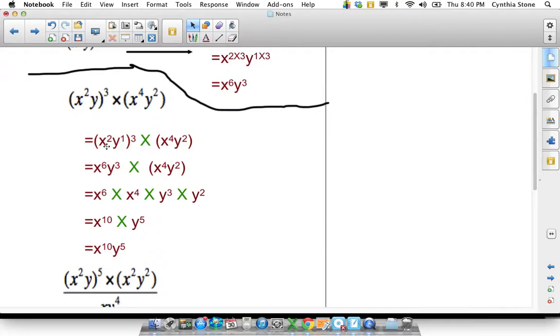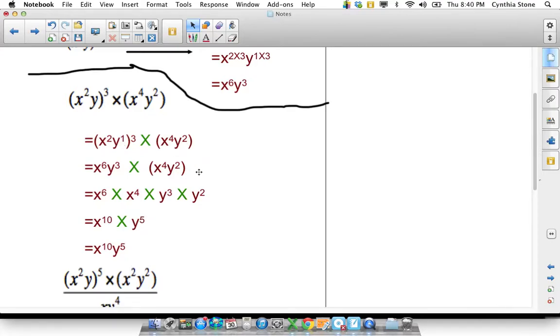Anyway, so the first thing I did was only rewrite the same line, just putting the 1 there. That's all I've done, right? X squared y is x squared y to the 1. Okay, other than that, exact same line.